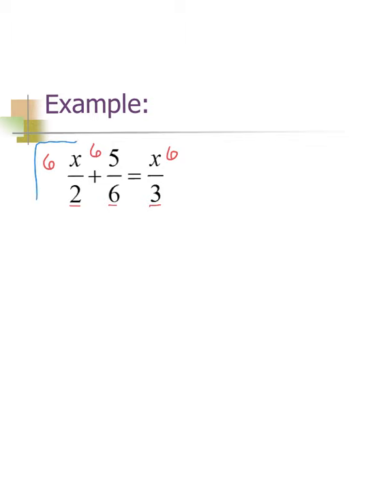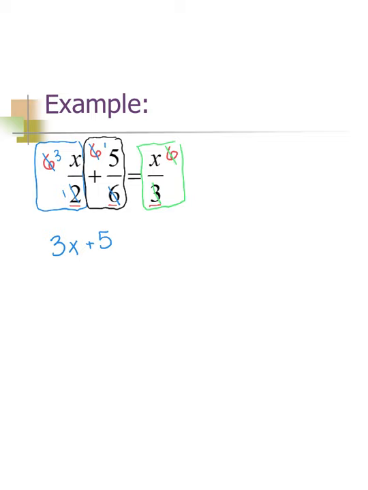So if I focus on this fraction here, I can reduce the 6 to a 3 and the 2 to a 1. That fraction now becomes 3x. If I focus on the second fraction, if I go to reduce it, the 6 cancels the 6, so then I am left with just 5. If I look at the last fraction here, the 6 reduces the 3 and it becomes a 2, so that last one is going to become 2x. Now I have an easier equation to solve.